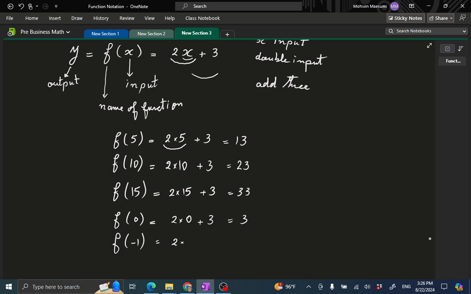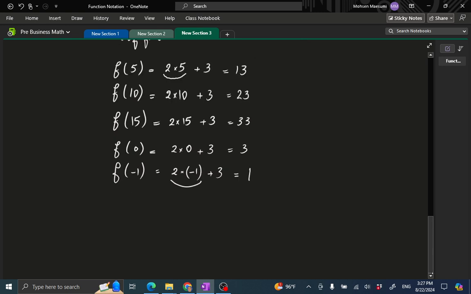Now we have a bit of a problem with a negative number. To avoid confusion, I put it in the parentheses so that things are clearer. So 2 times minus 1 is minus 2, and then plus 3, that makes 1.